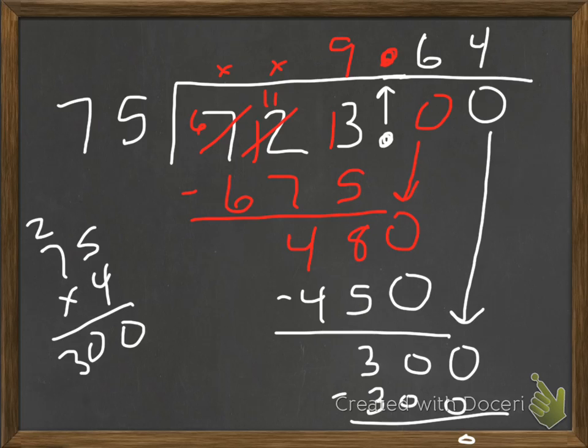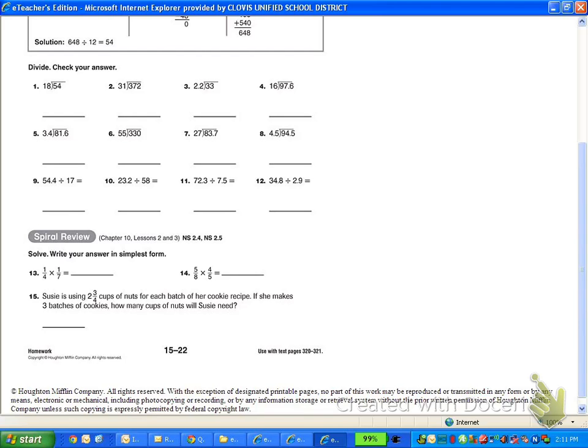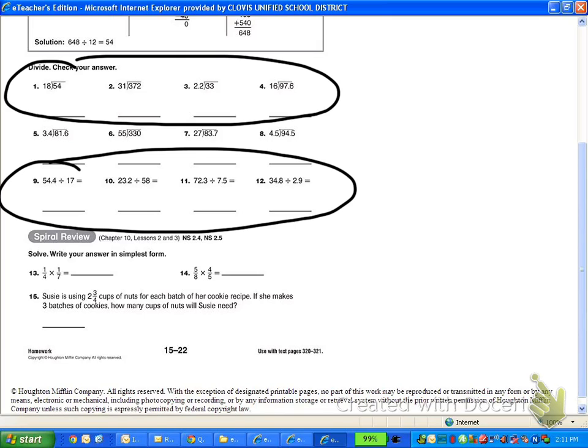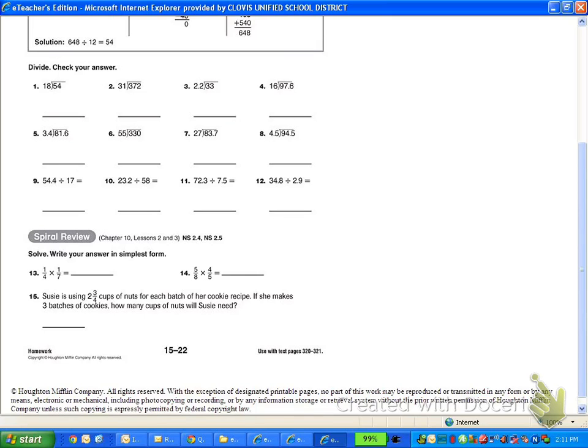So let's go ahead and look at some of your homework problems. We did some of these in class today. We're only doing 1 through 4 and 9 through 12. If you want, you can do 5 through 8, but we're only correcting 1 through 4 and 9 through 12. So take a look at number 16. I'm sorry, number 4.